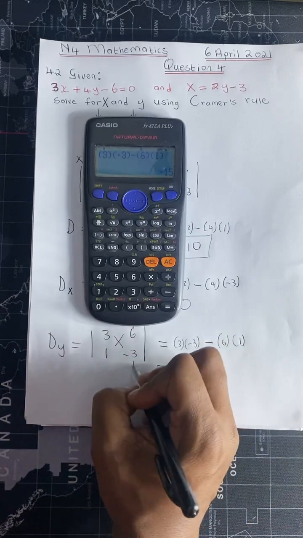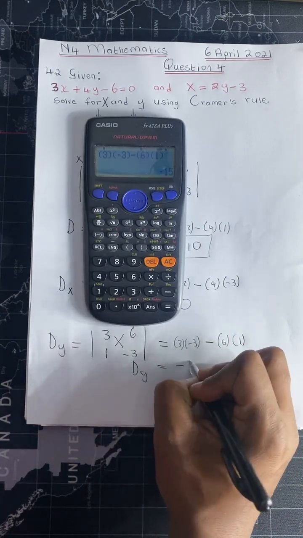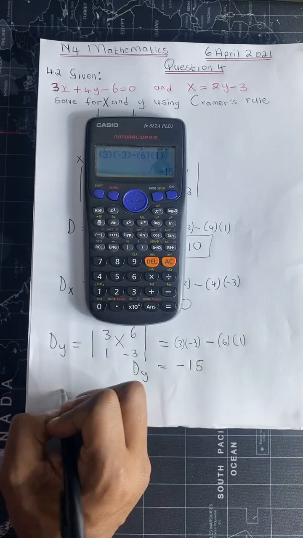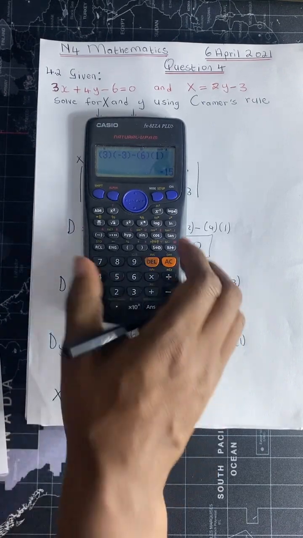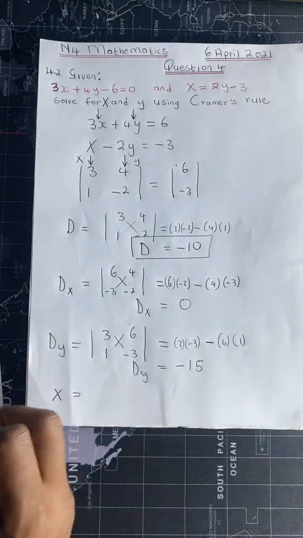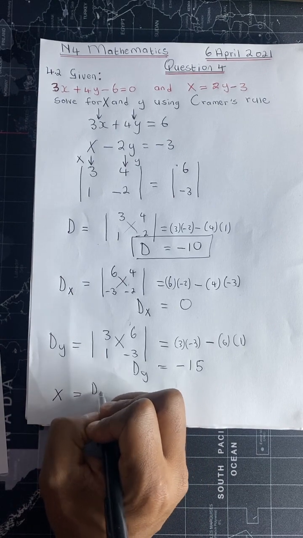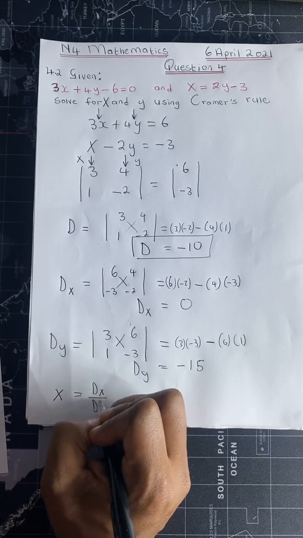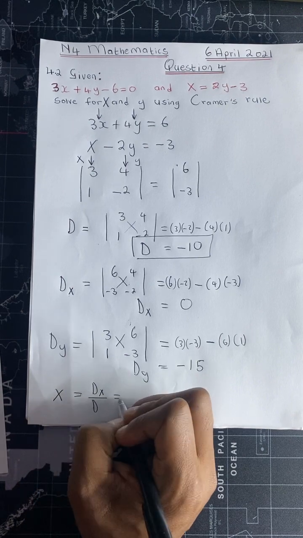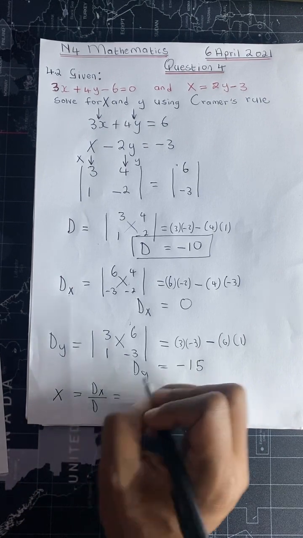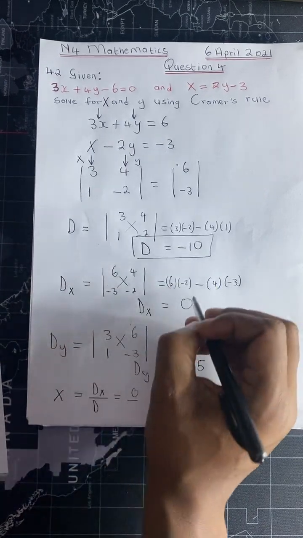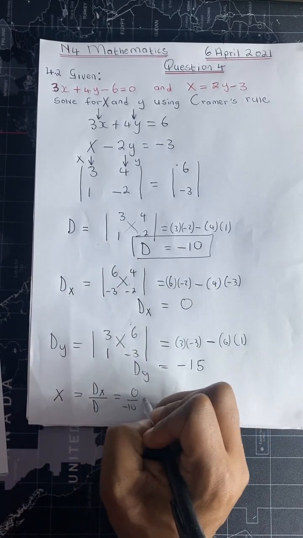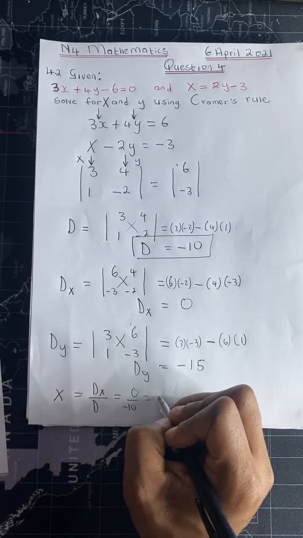And this, our dy is equal to negative 15. So to determine x, we have to divide the determinant of x with the original determinant. So the determinant of x was 0, the original determinant was negative 10. So 0 divided by any number is equal to 0.